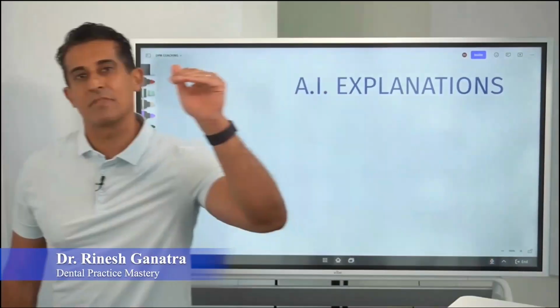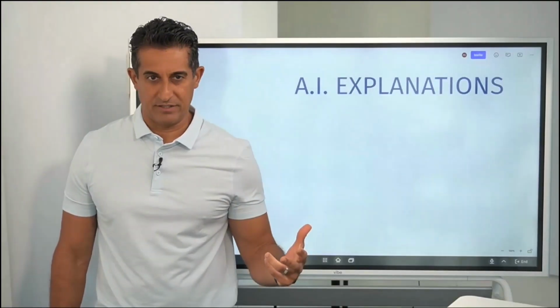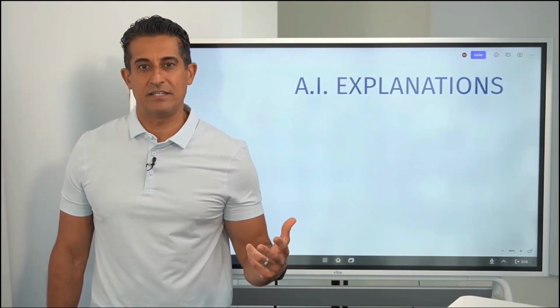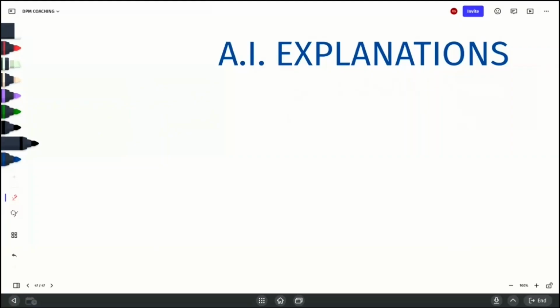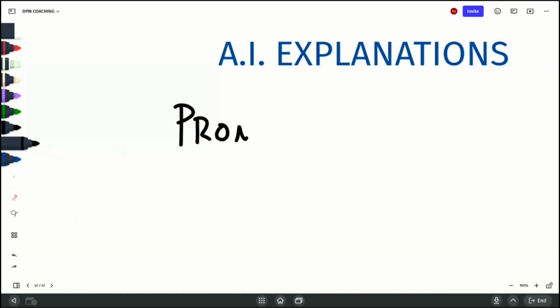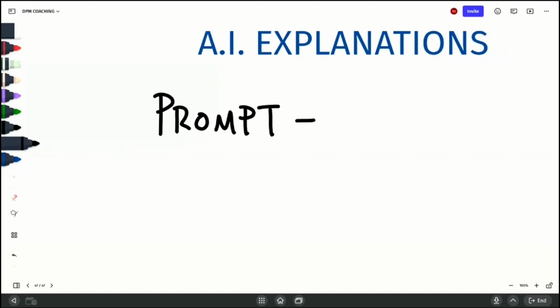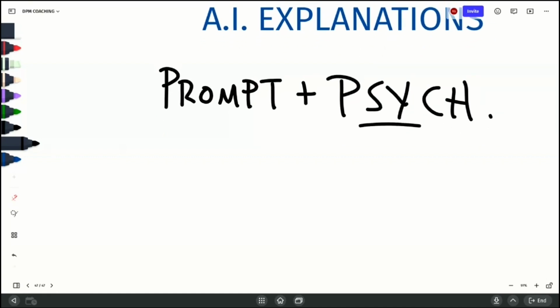I want to show you how to actually think through using the AI to explain things. And you have to mix it with a few things. Prompting, you got to get the prompt correct, and you also have to add the psychology, okay? This is where I want you to double down. Prompt plus the psychology. Now, there's many different variations of psychology, right?